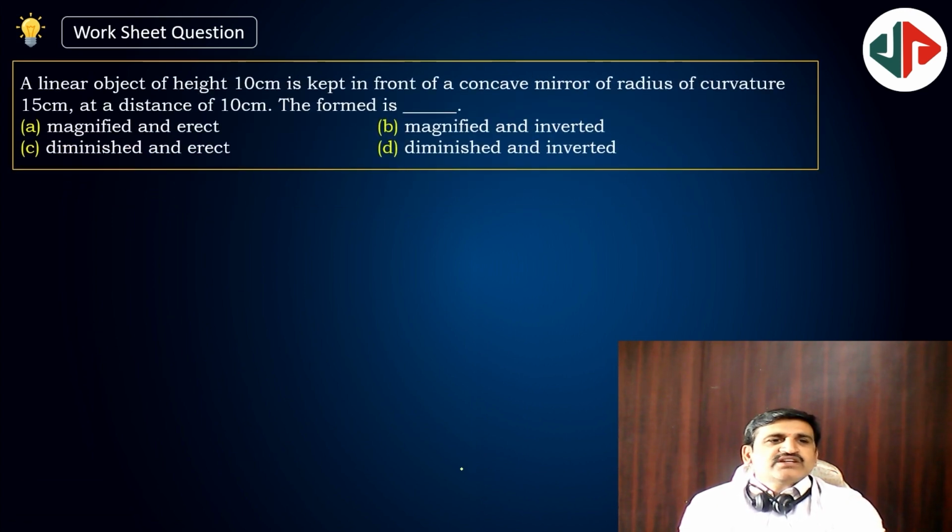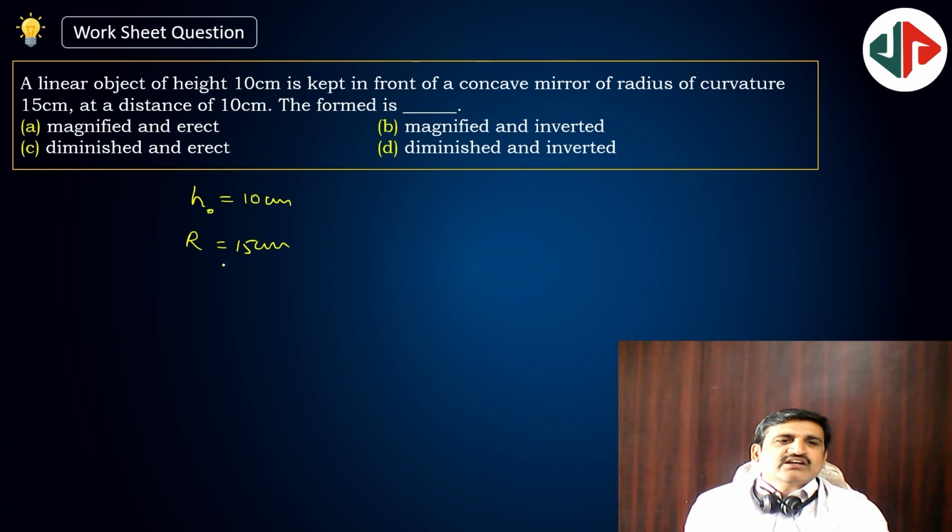A linear object of height h equal to 10 centimeters is kept in front of a concave mirror of radius of curvature R equal to 15 centimeters, at a distance of 10 centimeters. So U is equal to 10 centimeters. It implies focal length is equal to 15 by 2, that is equal to 7.5 centimeters only.